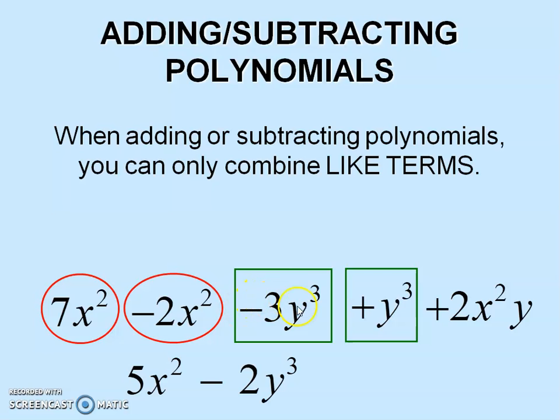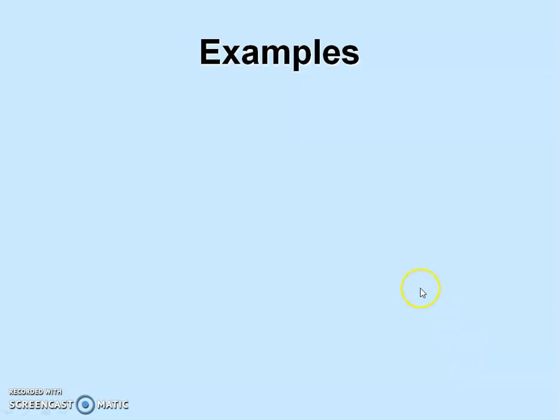This one here, negative 3y cubed plus 1y cubed. If there's no number in front, it means there is one of that term. That's negative 2y cubed, and this one remains unchanged. It just gets copied down afterwards. That's it. That's how you add or subtract like terms.